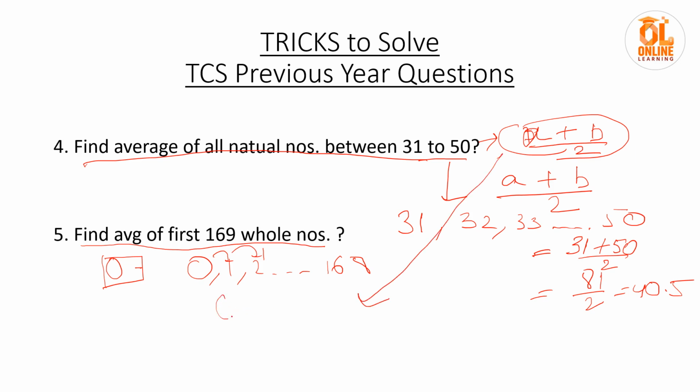So what will be your first number? 0. What will be your last number? 168 by 2. So what will be your answer? 168 by 2 is 84. So your answer will be 84. So see, they are very easy questions, but TCS will give you 45 to 60 seconds for you to solve this type of question. If you know the logic, if you know the trick, you can easily solve and crack the exam. So let us move to next question.